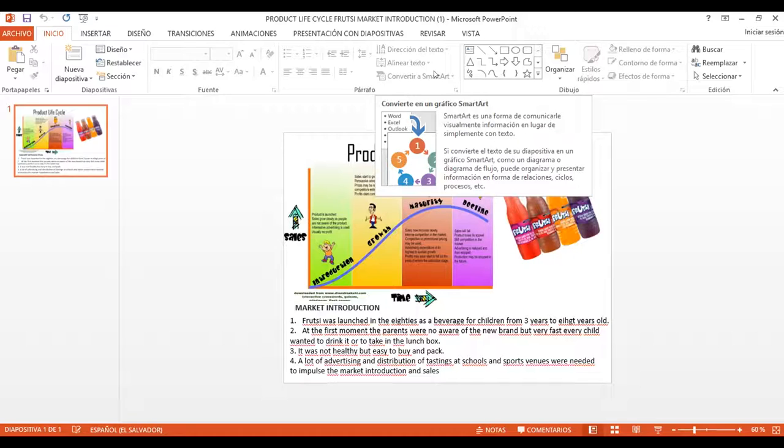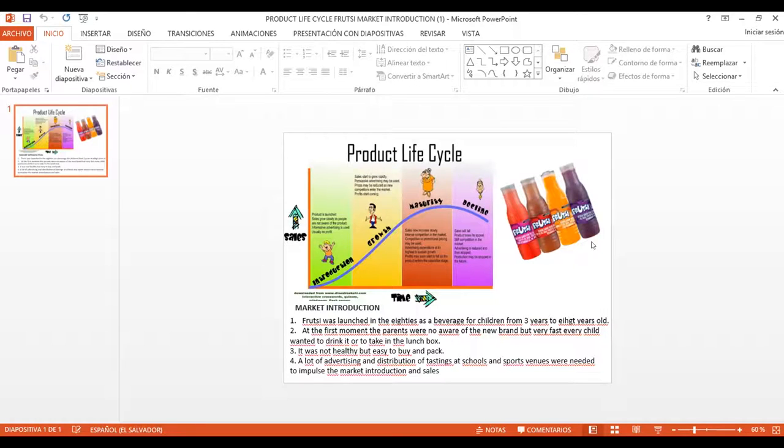We are group number two, and we chose the product Fruitsy for the product life cycle to explain. I begin with market introduction, and my friends have the other stages: growth, maturity, and decline. The market introduction with Fruitsy.